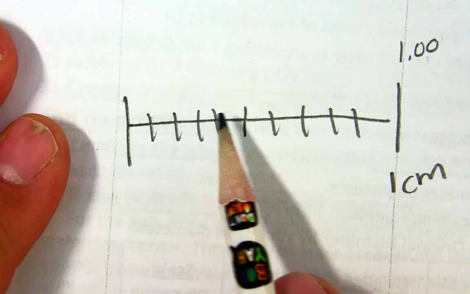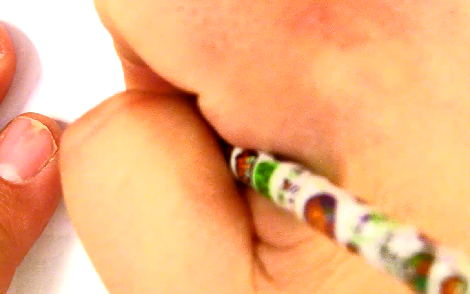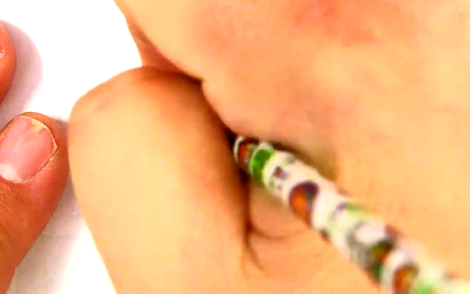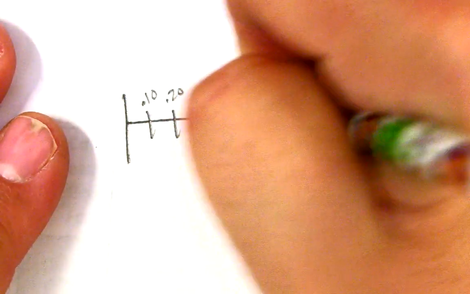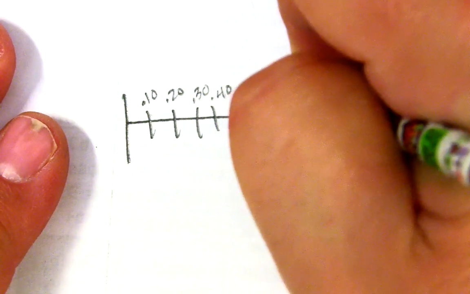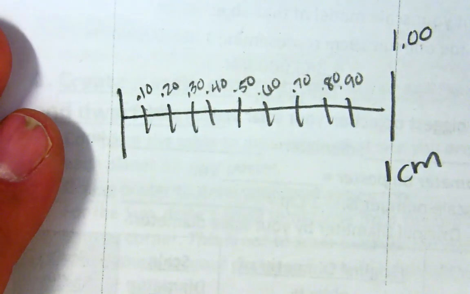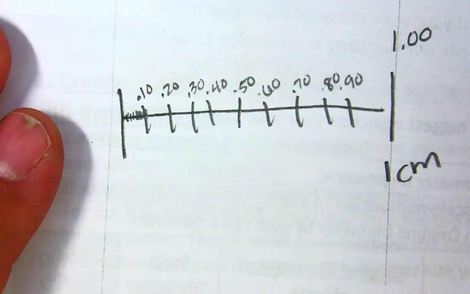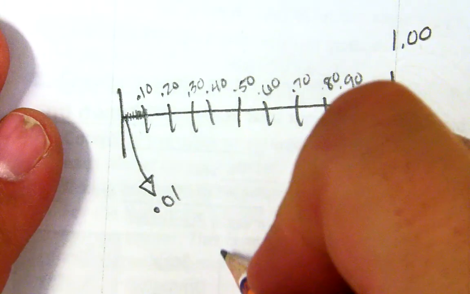1, 2, 3, 4, 5, 6, 7, 8, 9, 10 slashes between it. Each of these would be like 10 cents, 20 cents, 30 cents, 40 cents, 50 cents, 60 cents, 70, 80, 90, and $1. And in between this, I could put 10 little slashes, and each one of these would be a penny. Like that.